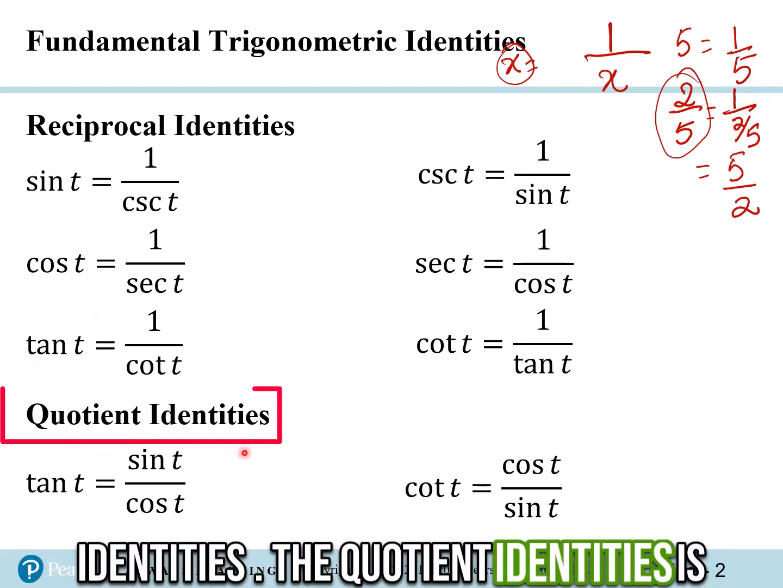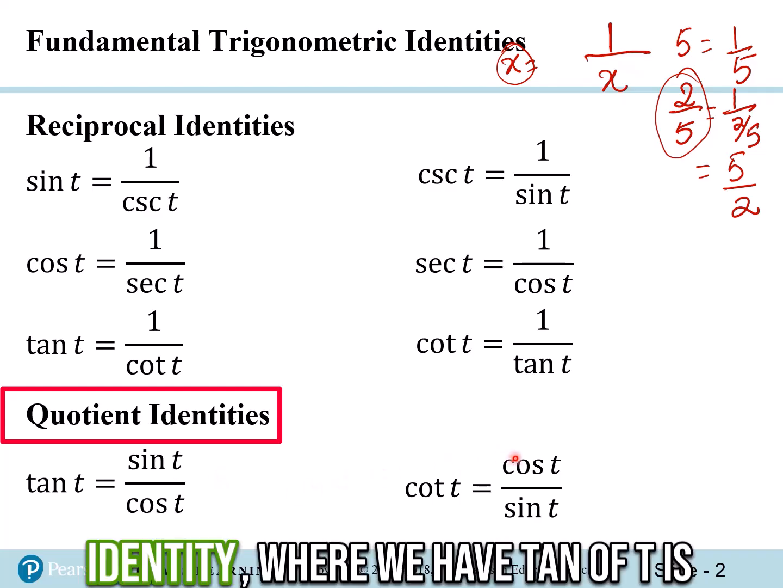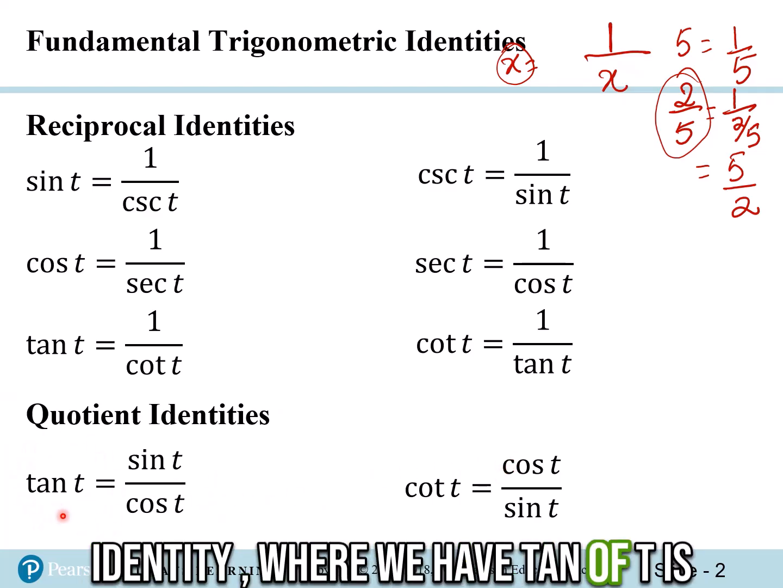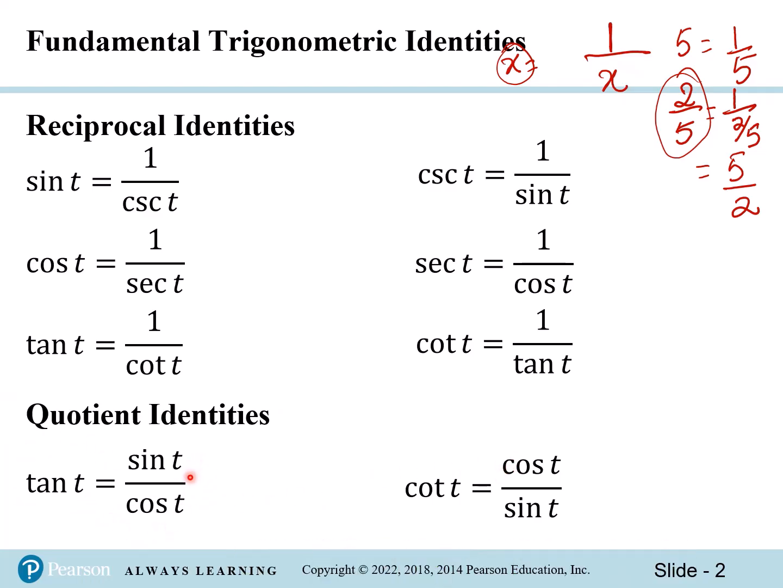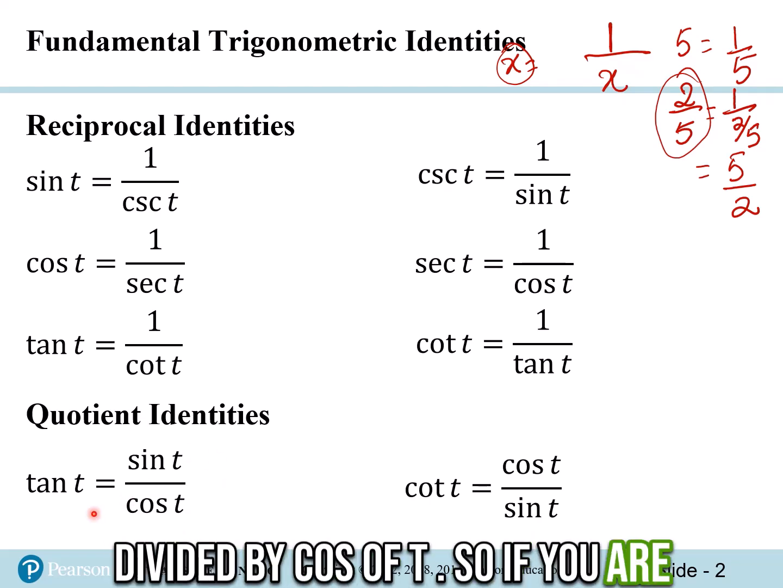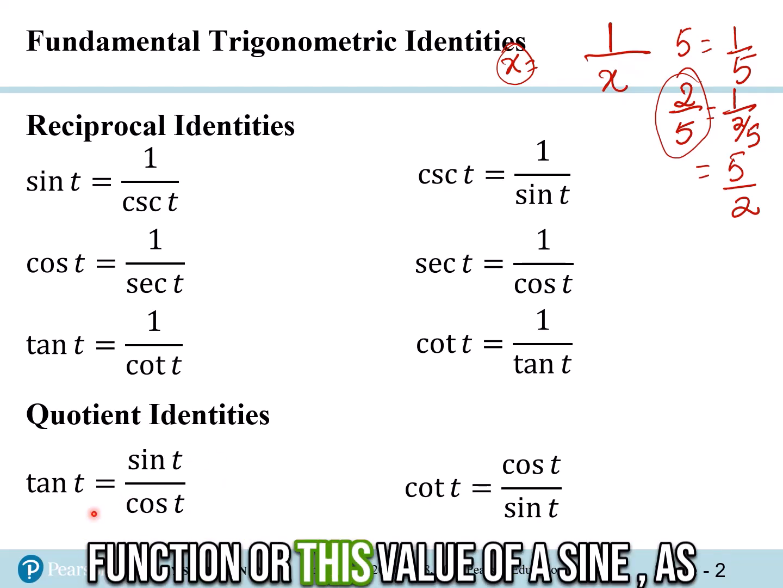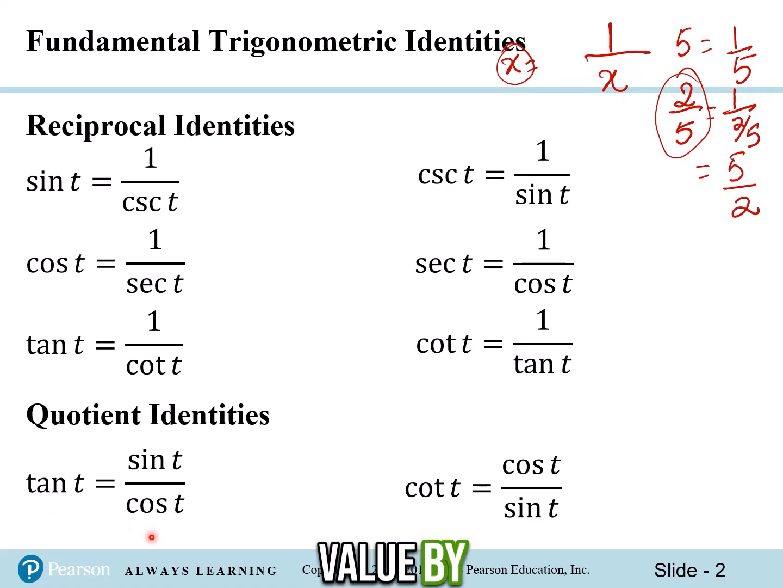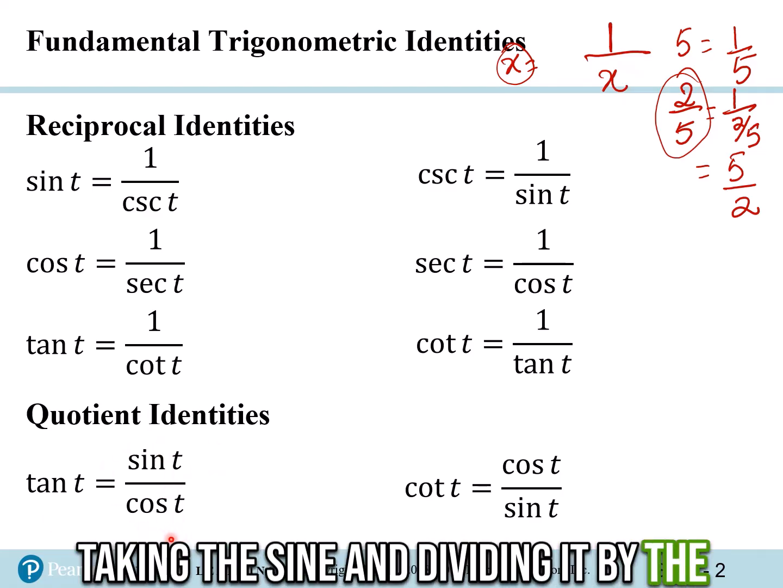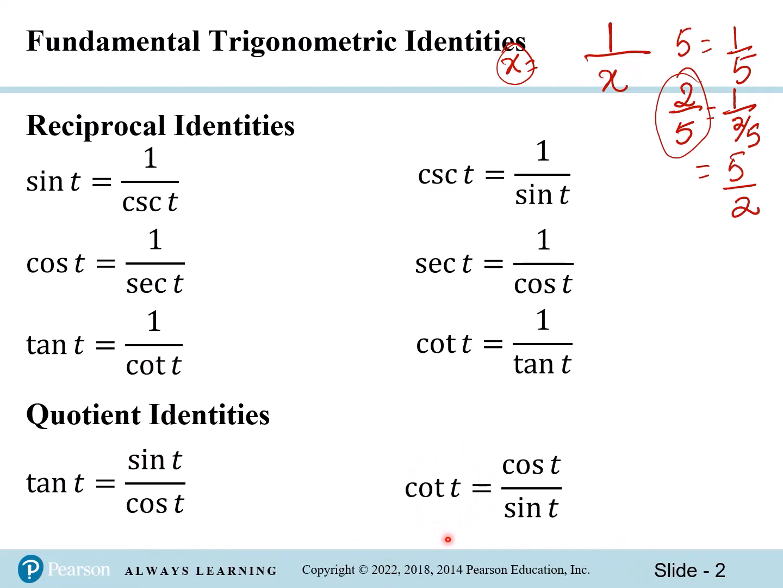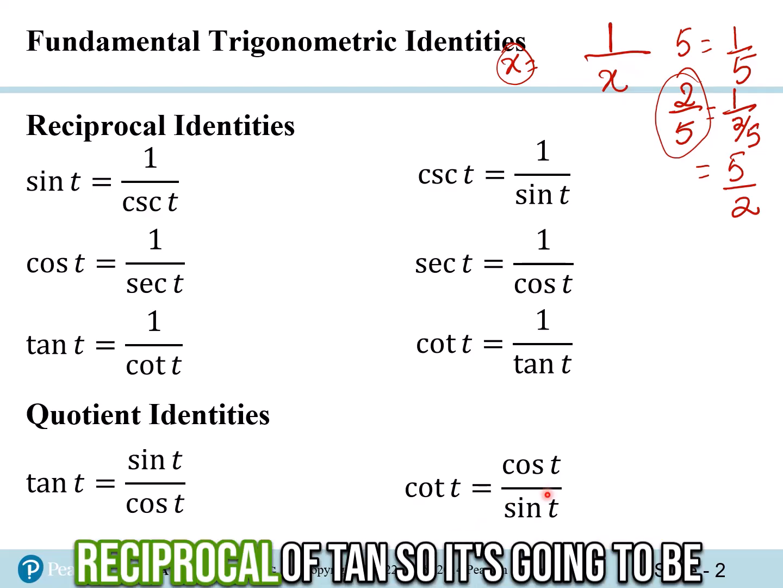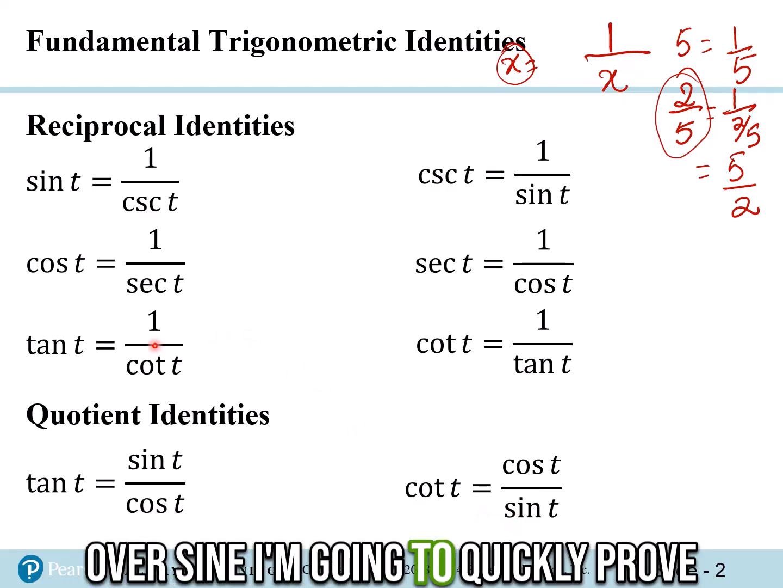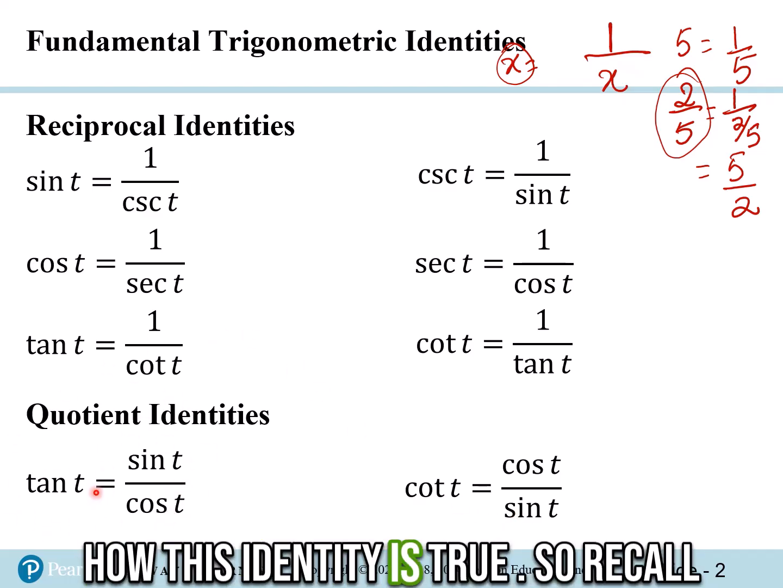The quotient identities are the next set of identities, where we have tan of t is sine of t divided by cos of t. So if you are given the value of sine as well as the value of cosine, you can find the tangent value by taking the sine and dividing it by the cos. As far as the cotangent function is concerned, it's the reciprocal of tan, so it's going to be cosine over sine. I'm going to quickly prove how this identity is true.